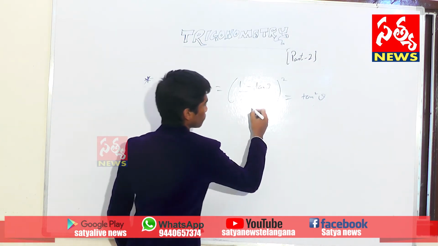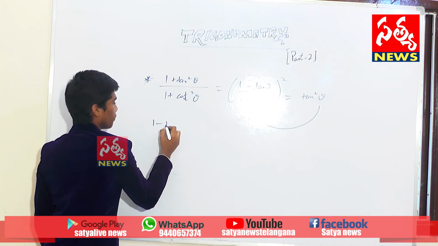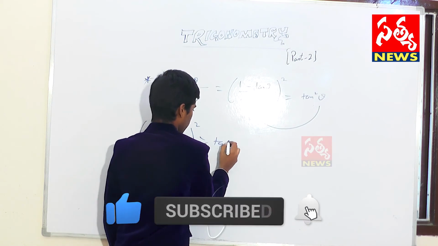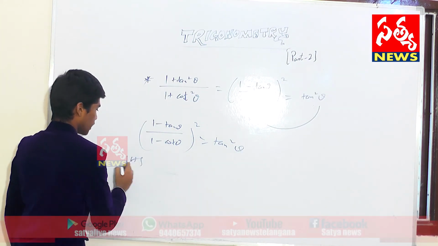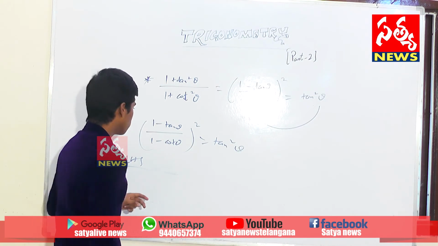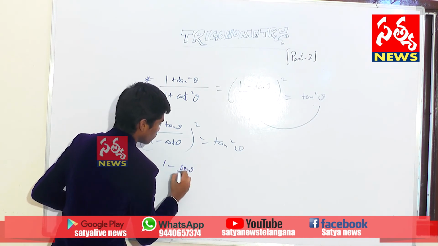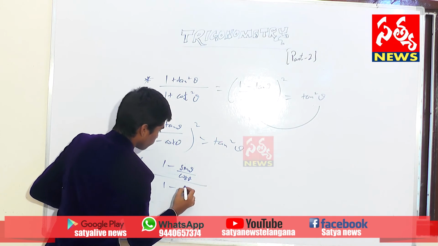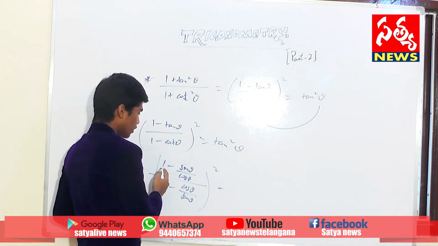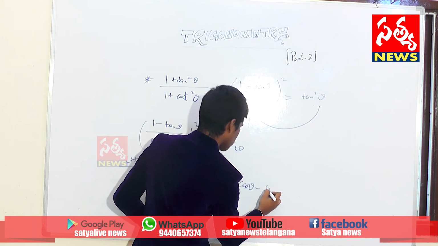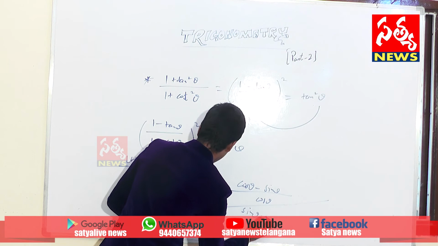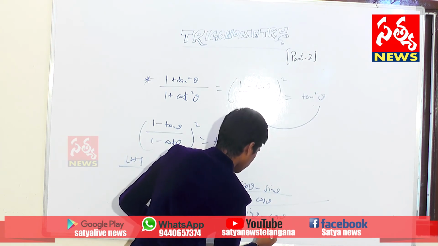Now we have to prove the second condition. (1 minus tan theta) by (1 minus cot theta) whole square is equals to tan square theta. First take LHS. Tan theta is nothing but sin by cos, and cot theta is cos by sin. So ((1 minus sin theta by cos theta) by (1 minus cos theta by sin theta)) whole square. If we do LCM here, we get ((cos theta minus sin theta) by cos theta) whole divided by ((sin theta minus cos theta) by sin theta).